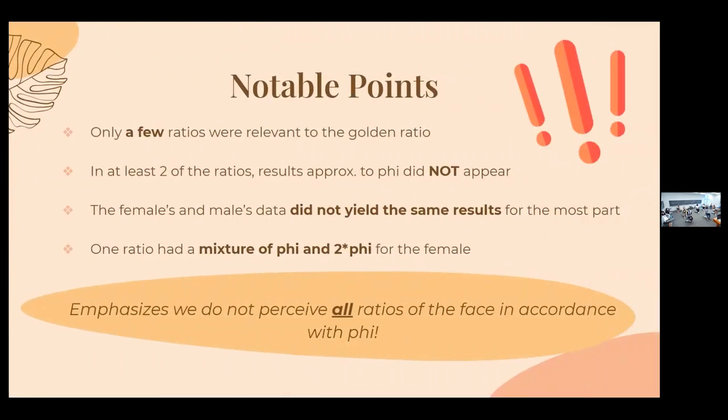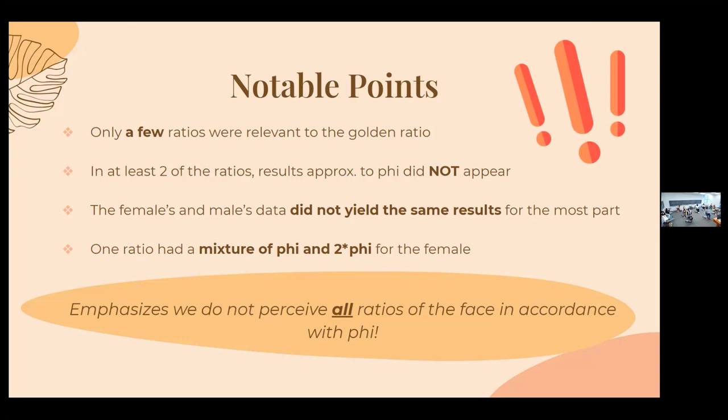So some notable points to mention to sum up our experiment, other than the significant ratios that we showed you, were that only a few ratios of all the different ones we tested were actually relevant to the golden ratio. At least 2 of them, results approximate to phi, did not appear, and the females and males data did not yield the same results for the most part. One ratio even had a mixture of phi and 2 times phi for the female.